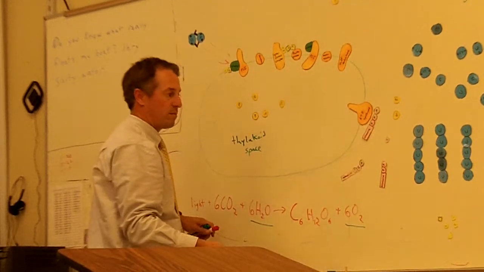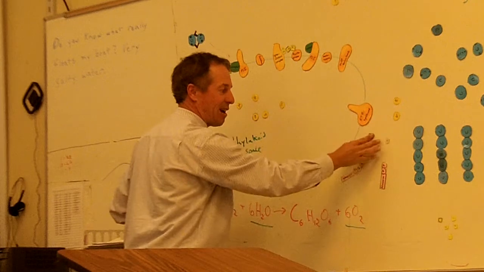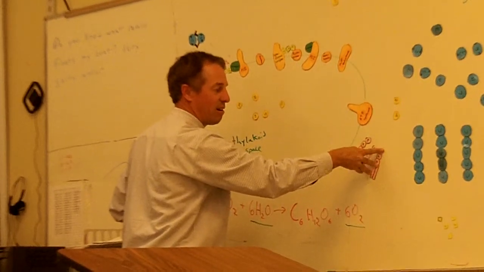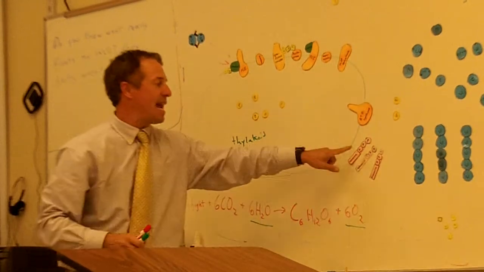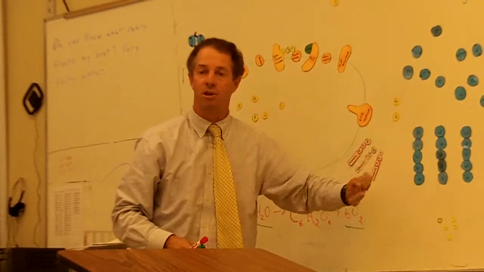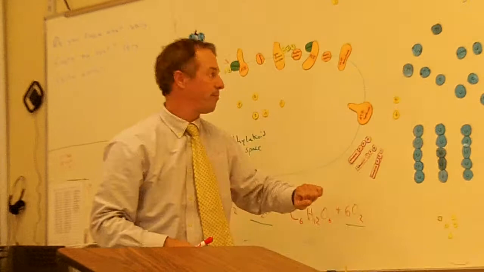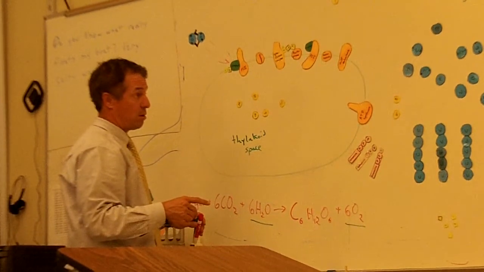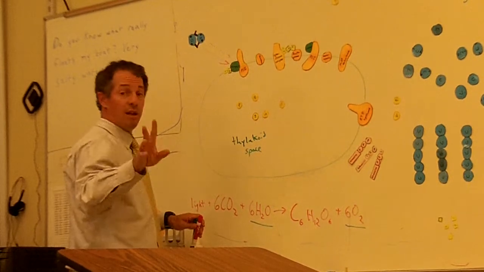Now, where's the sugar made? We're getting to that. We haven't gotten to that yet. We're making ATP, though, aren't we? That ATP is going to be used to help make sugar. And those things that are floating around right there, the carbon dioxides, we're going to get to those in just a second.